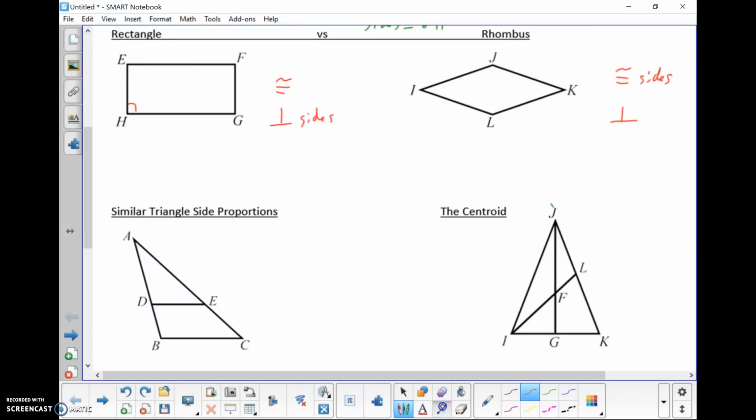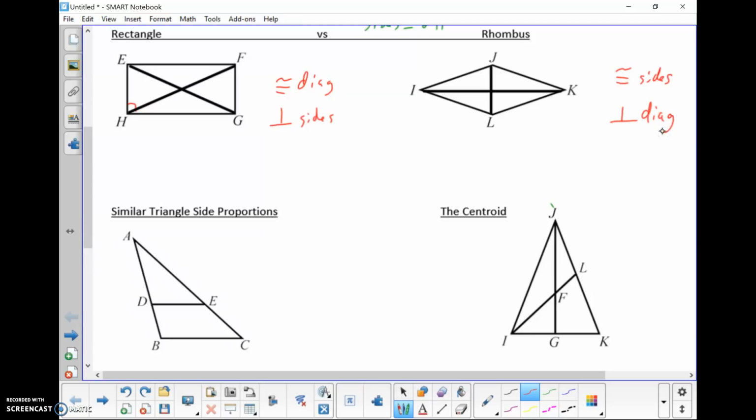Now, what about the other thing? Well, the other thing involves the diagonals. Again, if you draw in your diagonals, in a rectangle, they're the same length. In a rhombus, they're not, but they're perpendicular. So for the rectangle, you'll have congruent diagonals. For the rhombus, you have perpendicular diagonals.